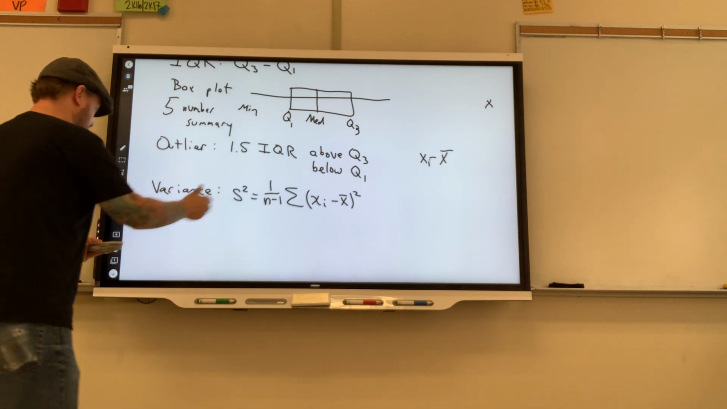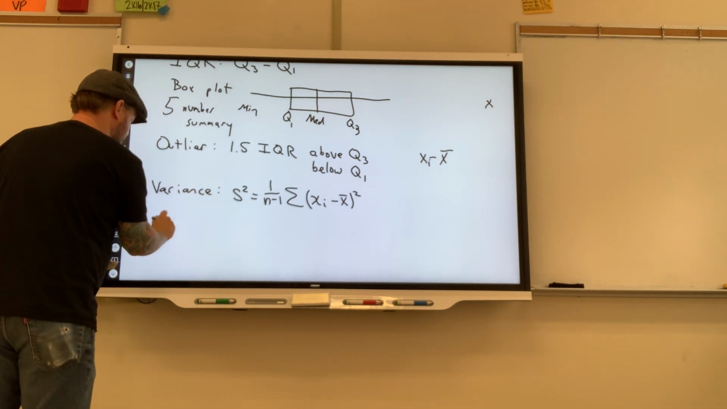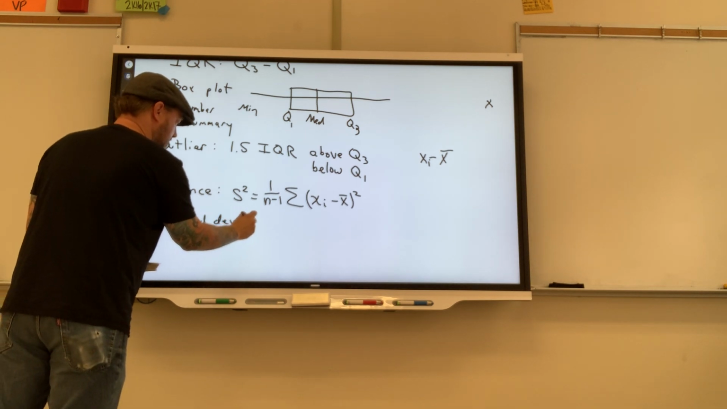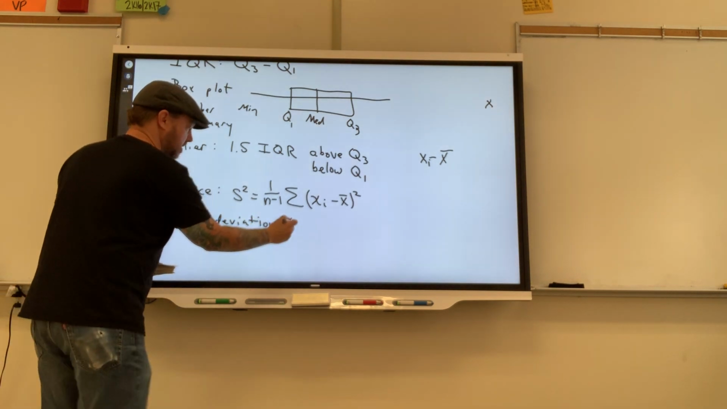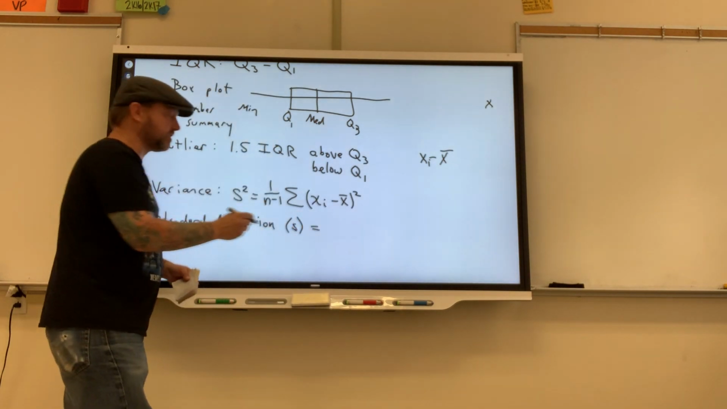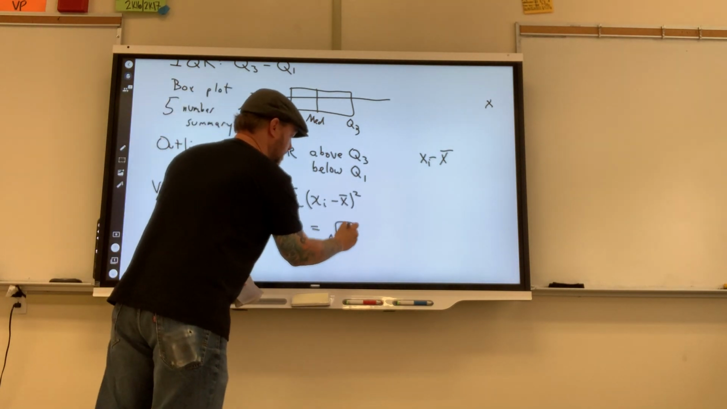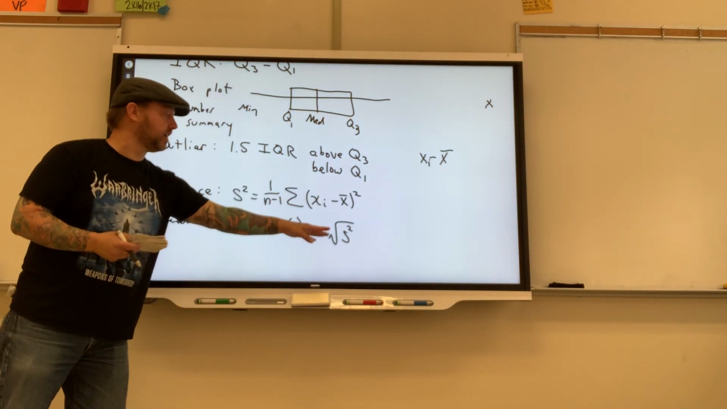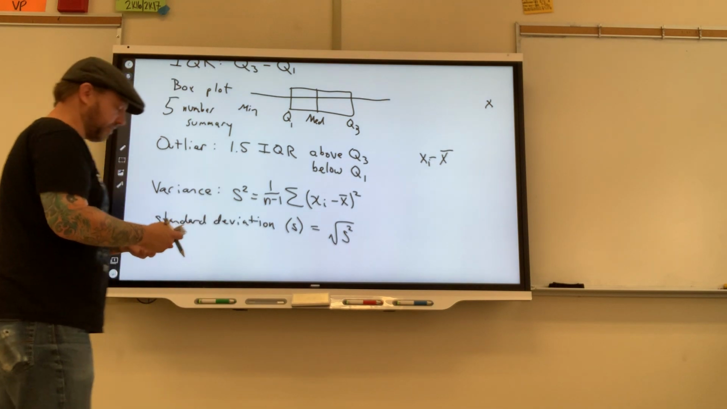Okay? So the standard deviation S is just the square root of the variance. So the square root of this whole thing is S, standard deviation.